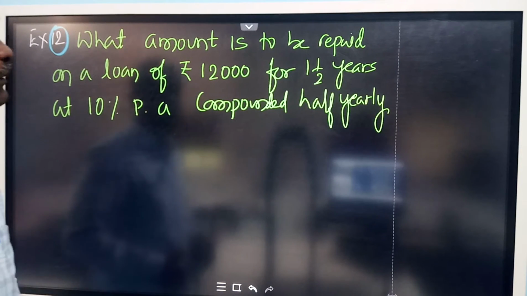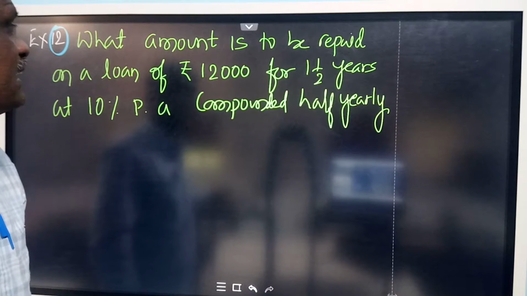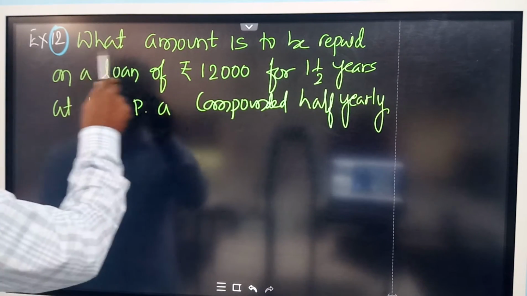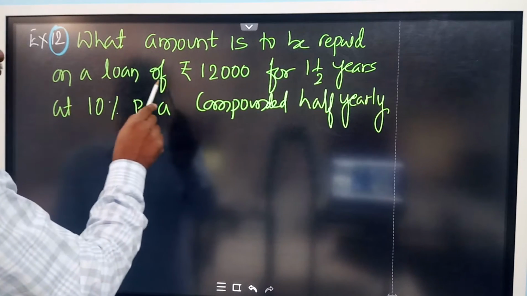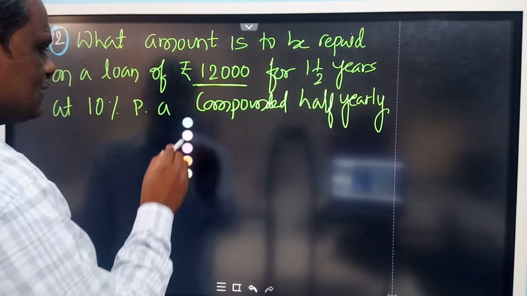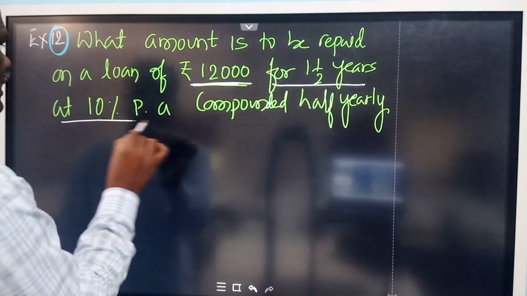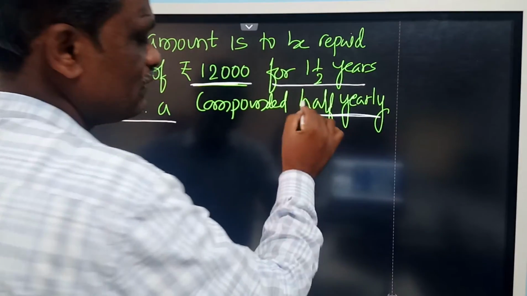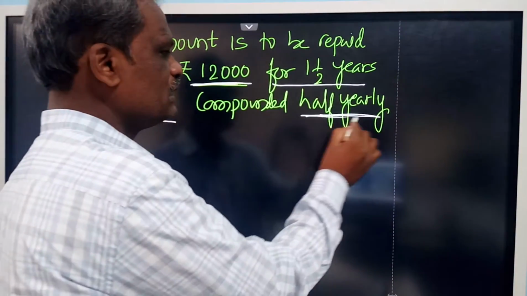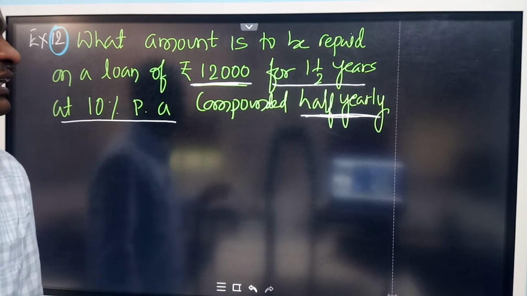Okay, we discussed some questions under compound interest. Let us see example 12 now. What amount is to be repaid on a loan of rupees 12,000 for 1.5 years at 10% per annum compounded half yearly? Previously we learned compounded annually. Now here we are doing the problem compounded half yearly.